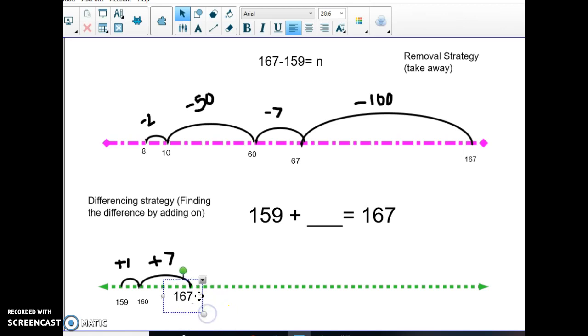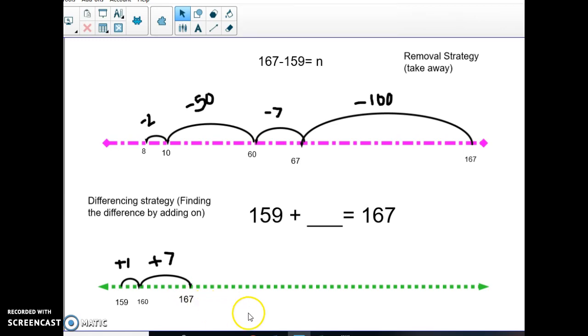Now, remember that this differencing strategy, or adding on strategy, is a little different because here when we took away, when we subtracted, we found the answer directly, but here in order to find the difference, I have to look at how I moved on the number line. And so I moved 8 spots, right? That's my difference. So I still got the same answer.